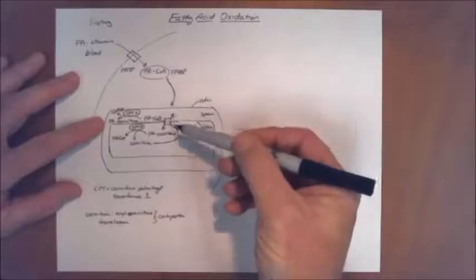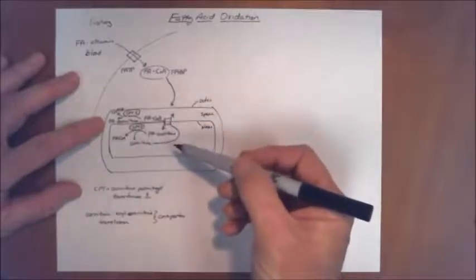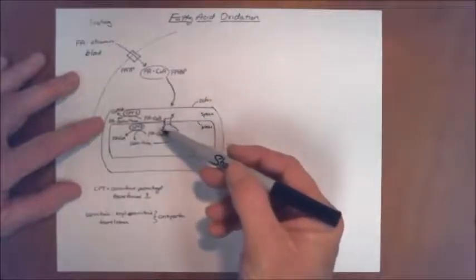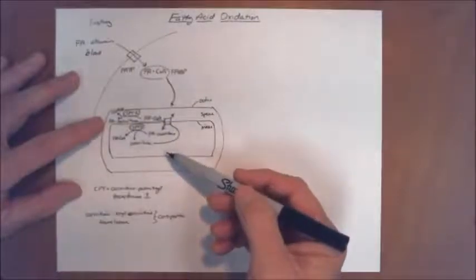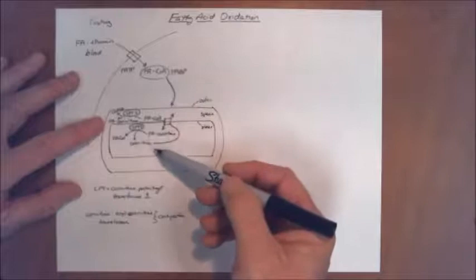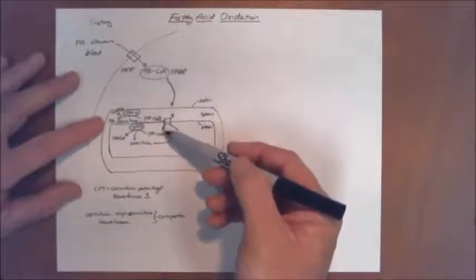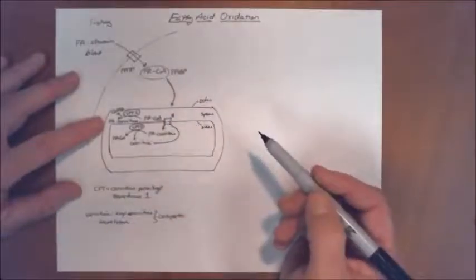This is all based on that substrate-product relationship. The product of one reaction disappears because it's the substrate of the following reaction, and so that will thermodynamically drive the free energy process into the matrix of the mitochondria.